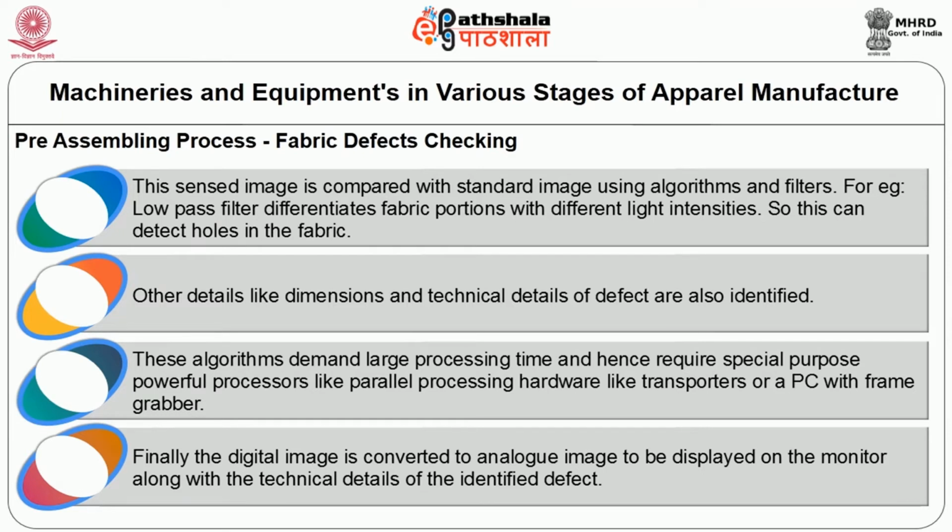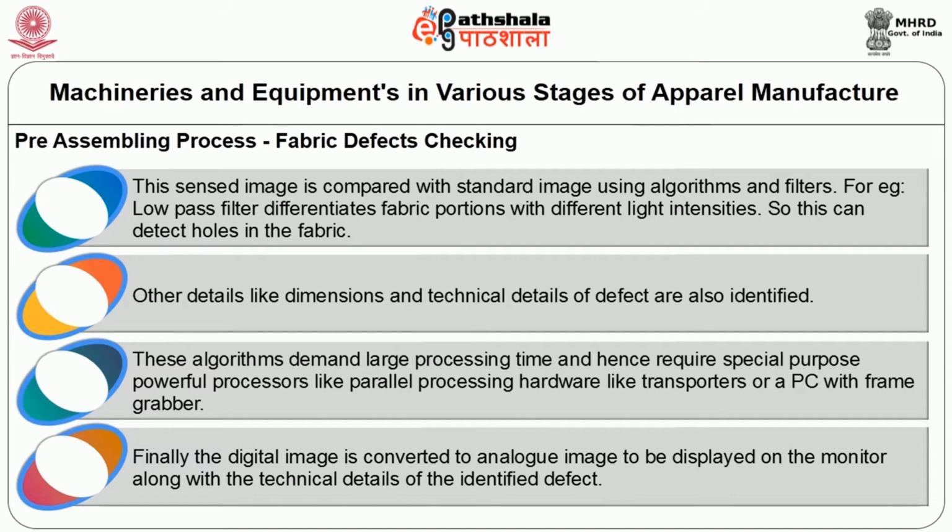Like this, we have a lot of algorithms and filters which work on finding out different kinds of defects. And finally, the software is able to give us the details of the defects with a lot of technical details, including the position where the defect is found in a fabric. These algorithms demand large processing time and hence require special purpose powerful processors like parallel processing hardware such as transputers or a PC with a frame grabber.